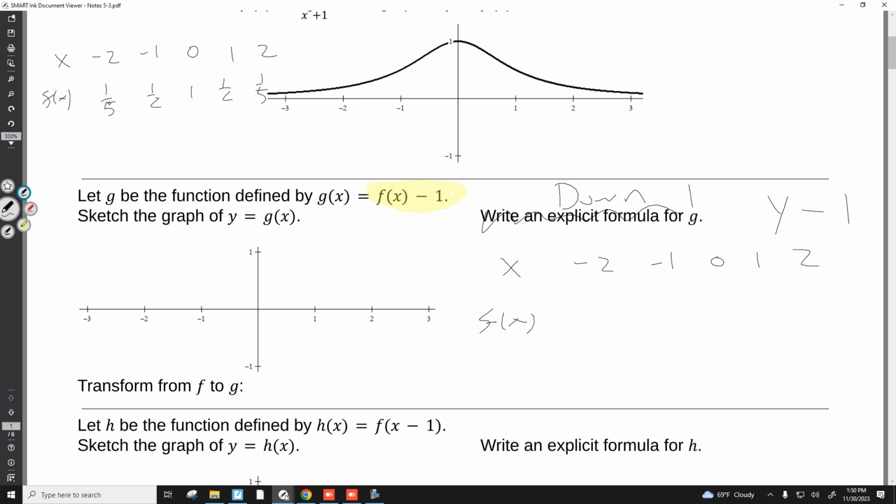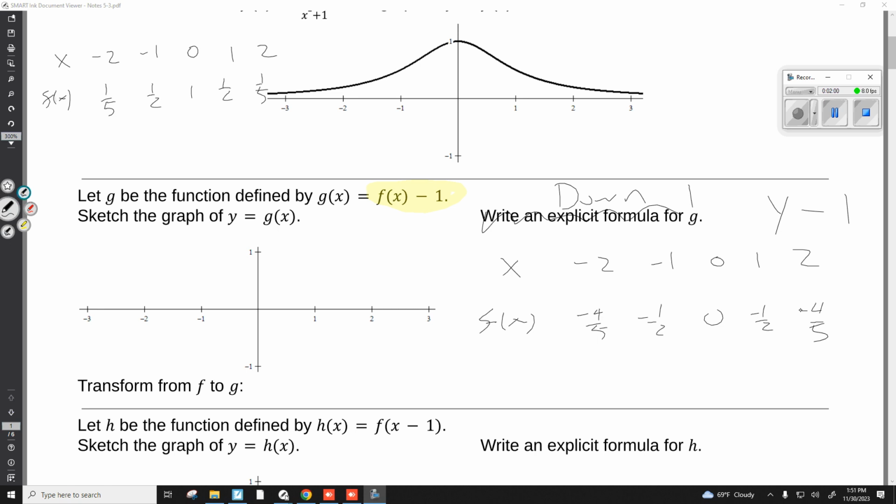Okay? A fifth minus 1 is -4/5. A half minus 1 is -1/2. 1 minus 1 is 0. A half minus 1 is -1/2. And -4/5. We can create the points easily by transforming the points from the original function.